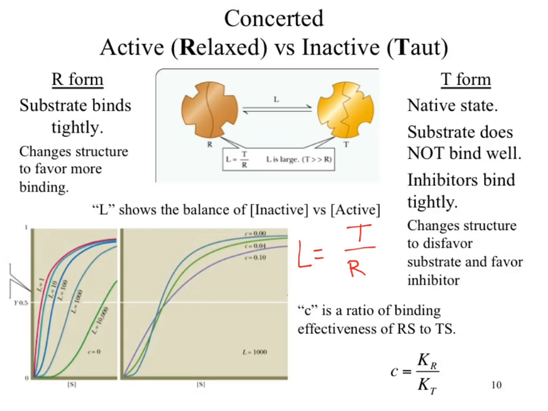So C was our ratio of binding effectiveness between our relaxed versus our taut states. So that's R being relaxed state and S being substrate, just like we were looking at with our enzyme Michaelis-Menten system. All right, so what happens when C changes? Looking at Q sub C, what's that? Go back to equilibrium. It's kind of a Q, yeah. But you're looking at a ratio of those binding affinities.